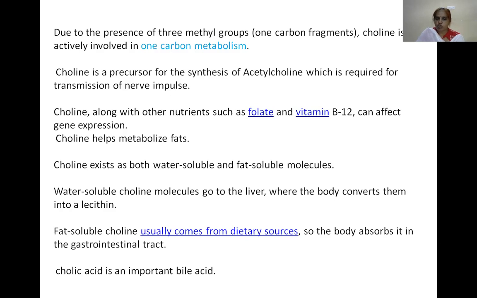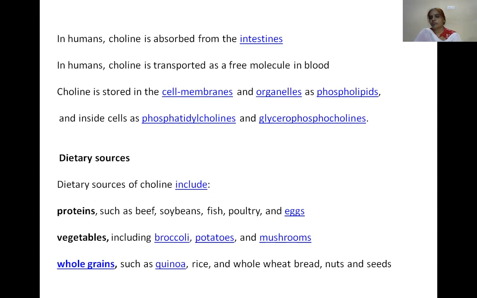Fat-soluble choline can be obtained from the diet and is absorbed in the GIT tract. So it is important for bile acid. Why? Because choline, when combined with taurine, produces taurocholic acid. That's why it is important for the bile. Taurocholic acid is a bile acid.